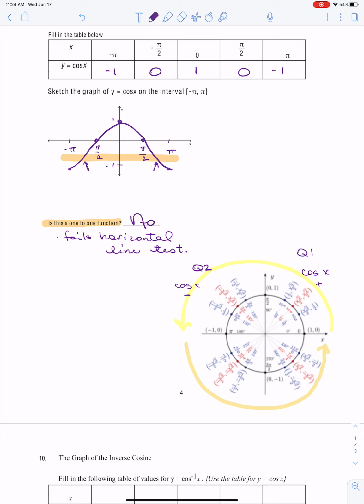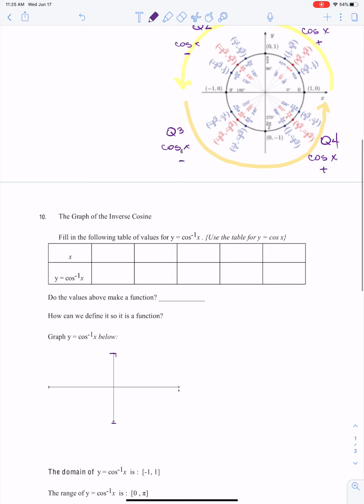we've got quadrant 3, where the cosine is still negative. Quadrant 4, where the cosine is positive. All of those are going to be repeats of the values that we see in quadrants 1 and 2. So again, we really don't want to do more work than we need to. We want to make sure we streamline this as much as possible.